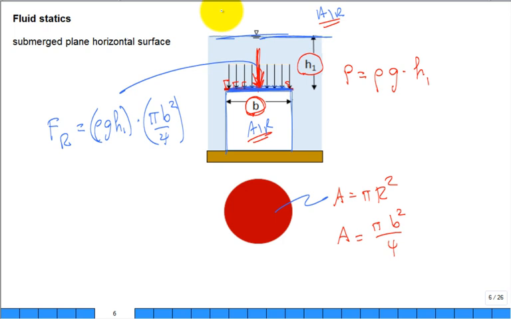And you look at that area, which is a circular disk, and you apply it logically in the center of that area. That location is called the centroid of the area.